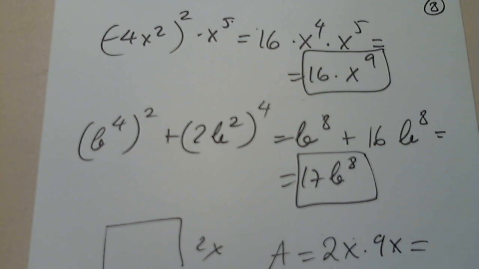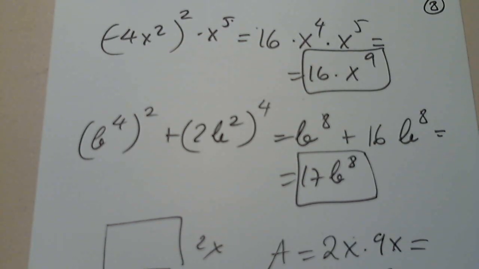The same thing with the volume. When I need to multiply, I have 2 times 3 is 6. 6 times 4 is 24. And x to 5 plus 2 plus 3.